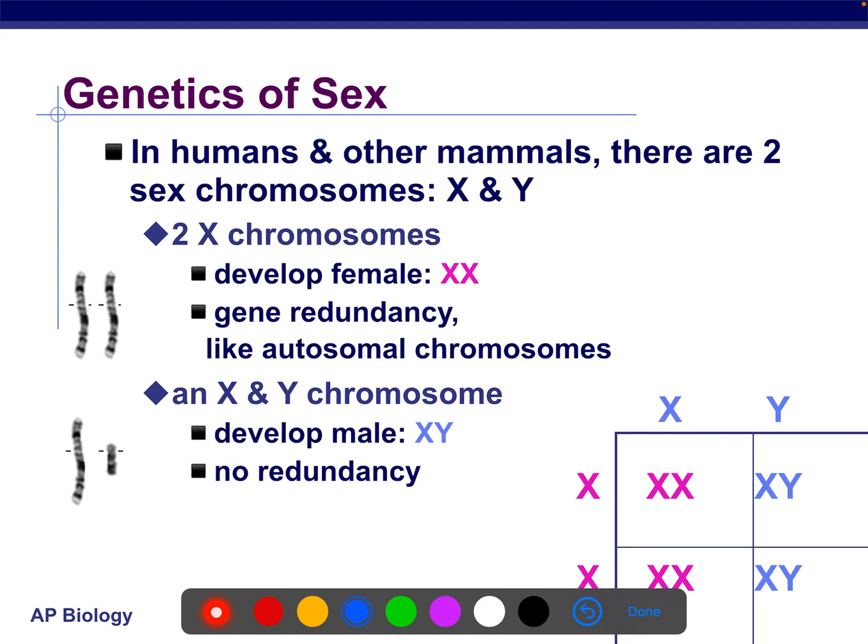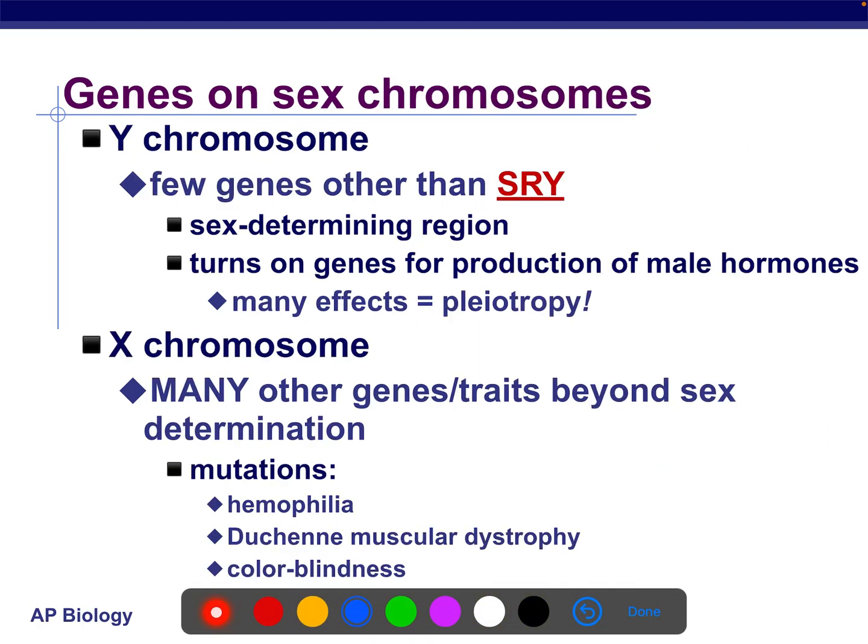Now, females are XX, so there is some gene redundancy there, and we're going to talk about how females silence one of their X chromosomes so that they're not expressing too much of those proteins found on those chromosomes. The X and the Y chromosome really has no redundancy, because the Y chromosome is really just a sex determining region. It turns on genes for production of male hormones. The Y chromosome codes for a lot of those hormones, and there are not a lot of other genes carried on the Y chromosome.